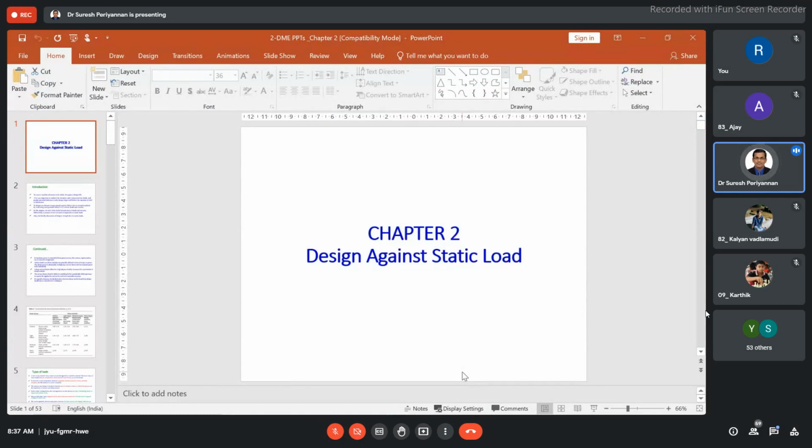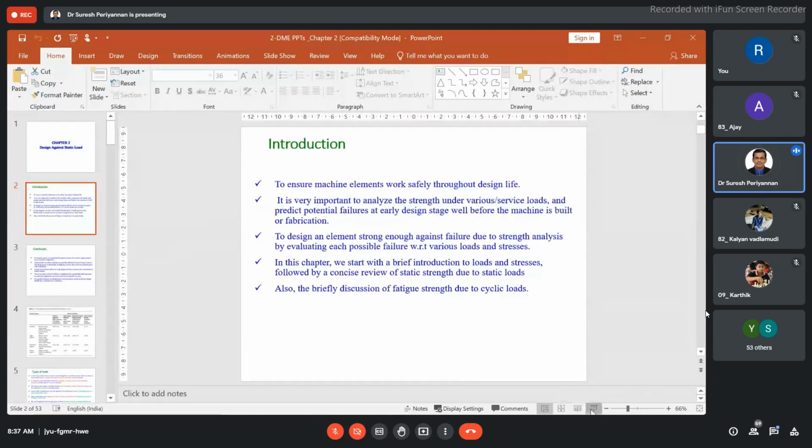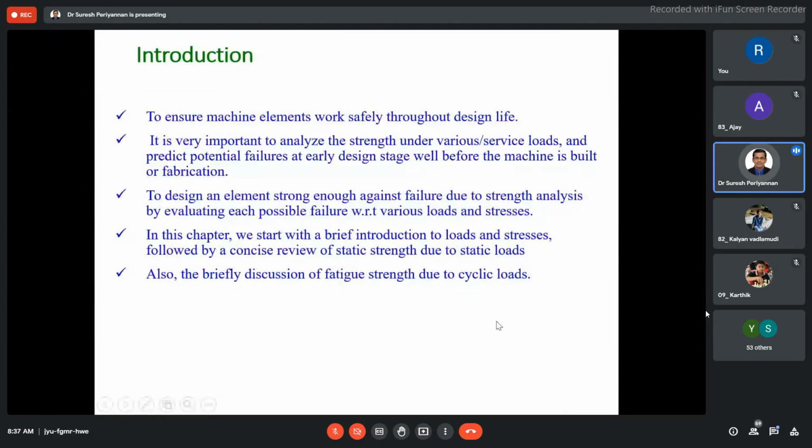But in this chapter, before entering inside the content, we should understand why we are studying design against static load. First, we see a brief introduction about this chapter, then we go inside the topic. I have referred to some books, but I have written it in my own way. You can take that explanation directly and simply understand whatever I have written.